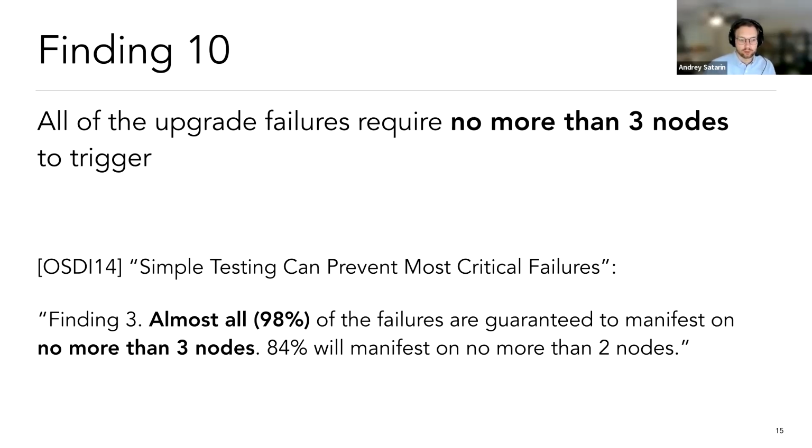It's a pretty well-known paper from 2014, where they found that 98% of all the failures in distributed systems are guaranteed to be observed on no more than 3 nodes. So that's an important result and kind of makes it easier for us to test. We don't need large clusters or anything like that.